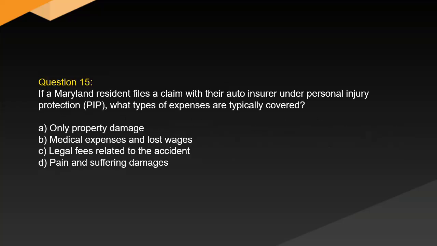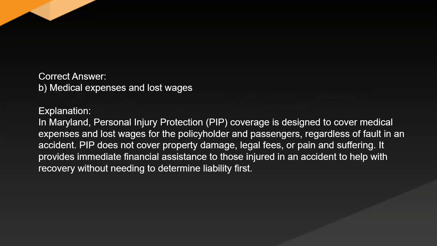Question 15. If a Maryland resident files a claim with their auto insurer under personal injury protection, PIP, what types of expenses are typically covered? A. Only property damage. B. Medical expenses and lost wages. C. Legal fees related to the accident. D. Pain and suffering damages. Correct answer: B. Medical expenses and lost wages.